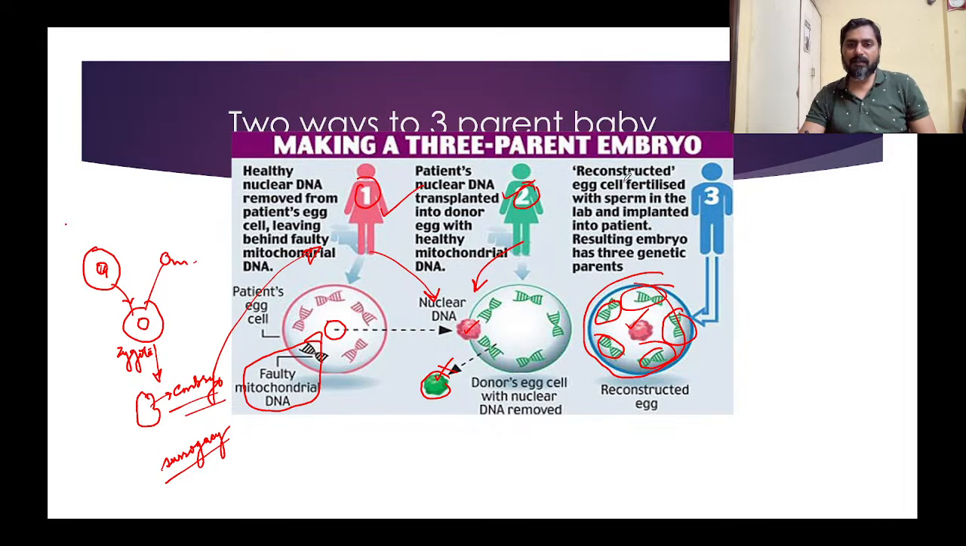A reconstructed egg cell is fertilized with sperm in the lab and implanted into the patient. The resulting embryo has three genetic parents. So why are we saying three genetic parents? From here we have got nuclear DNA, from here we have got the mitochondrial DNA, and from here again, in the nuclear DNA, one half of the nuclear DNA is contributed by the father's sperm. In this way we are able to produce a three parent baby.